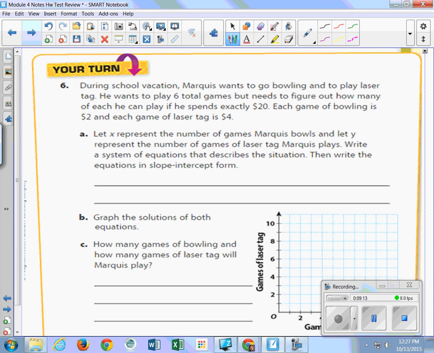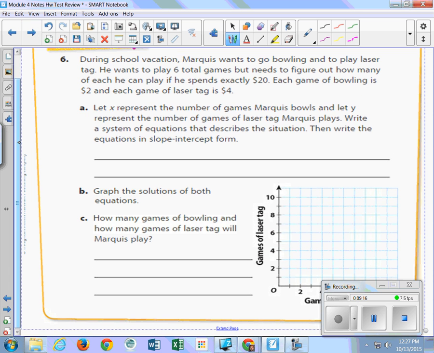All right, let's try to do our own. We're going to follow the same format, same directions as that example. We're going to let X represent the number of games of bowling. It tells us what to let each one represent. And Y the number of laser tag. So it tells us during school vacation, Marquise wants to go bowling and to play laser tag. He wants to play 6 total games, but needs to figure out how many of each he can play. He spends exactly $20. Each game of bowling is $2. Each game of laser tag is $4.